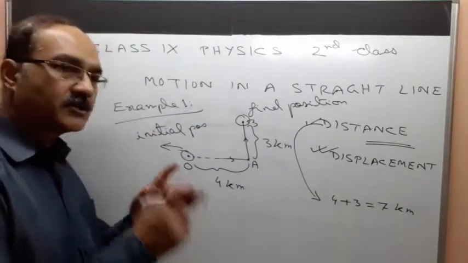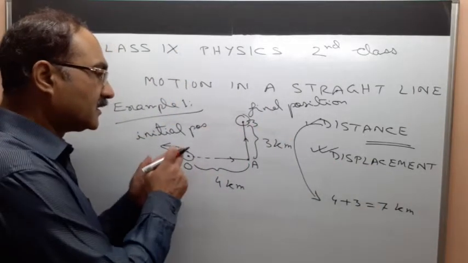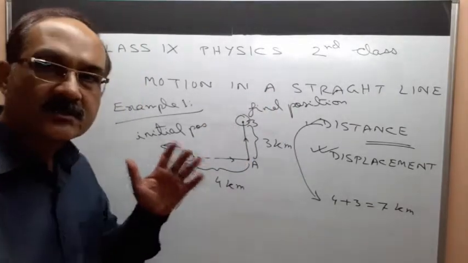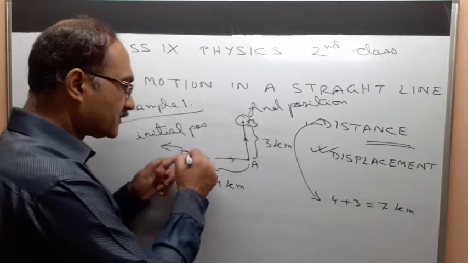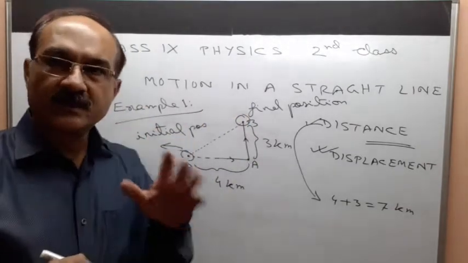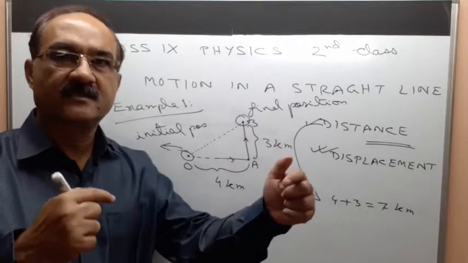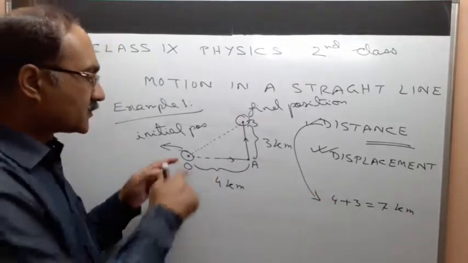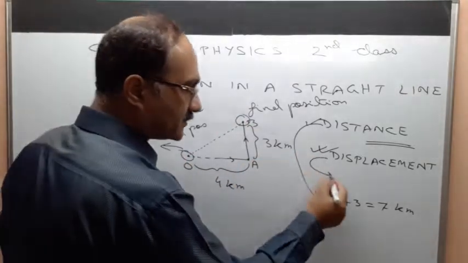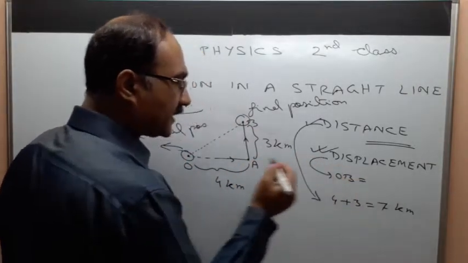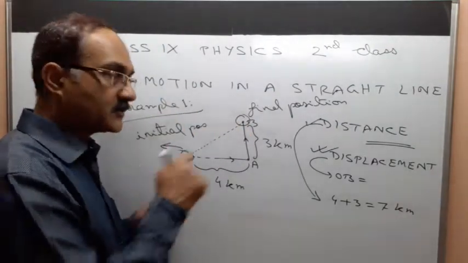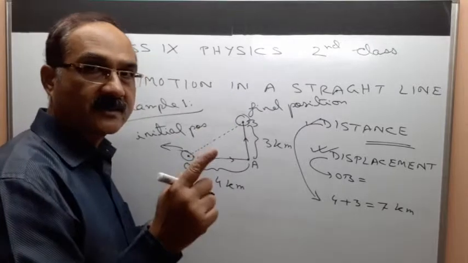Displacement is the shortest distance between the initial position and the final position. So what is the shortest distance? If we draw a straight line from here to here, we all know straight line distance is the shortest distance. So this OB, that is the length of this line, that is the shortest path. So that is the value of the displacement.